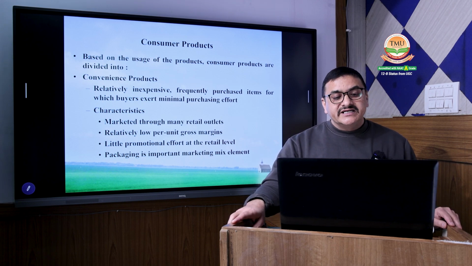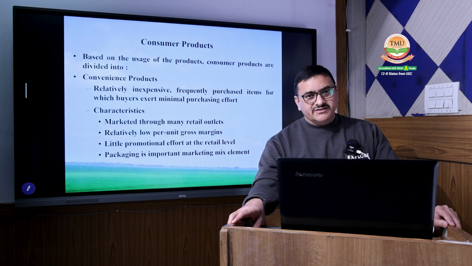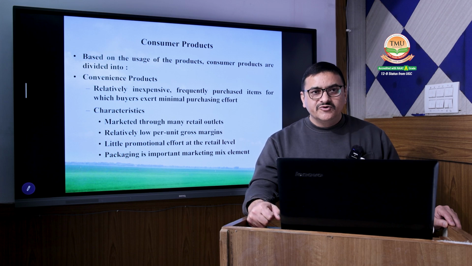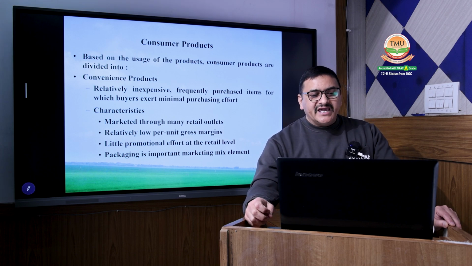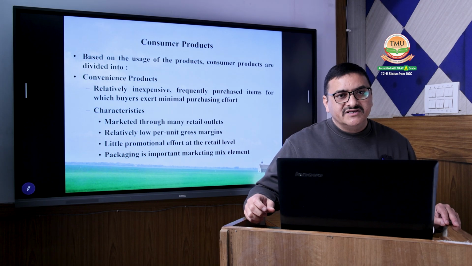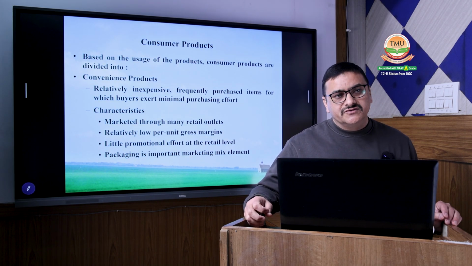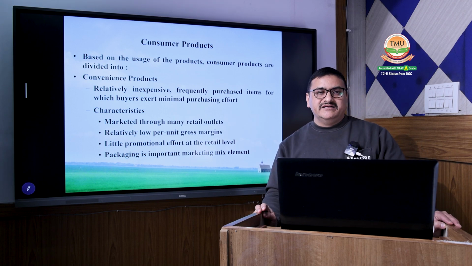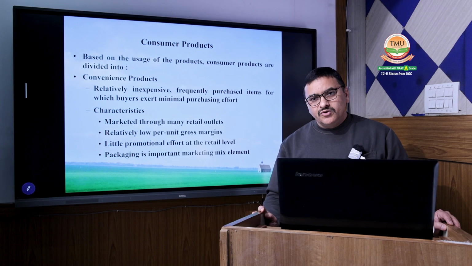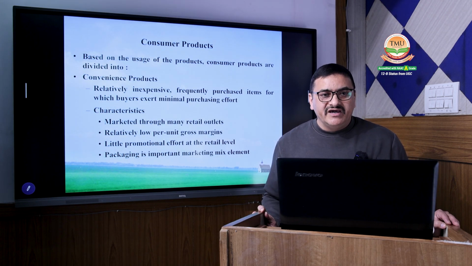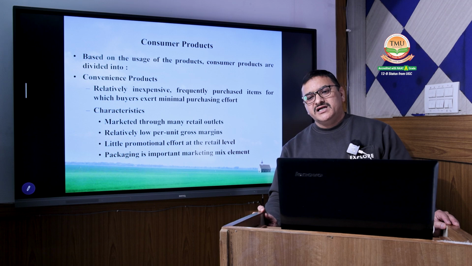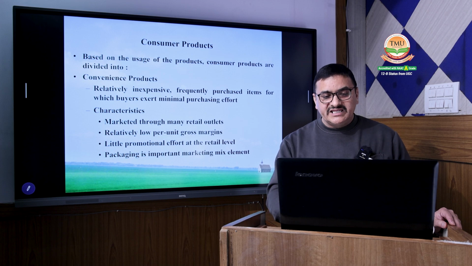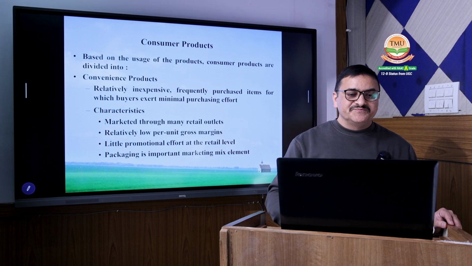Then it requires little promotional efforts at the retail level, because if the margins are very low, the retailer will not be able to afford promotional cost. Then the packaging is a very important marketing mix element of FMCG or convenience goods, because most of the consumers who are purchasing such type of product are attracted by their packaging and labeling. Moreover, the customer must be made aware what type of product is available in the market, where it is available and for whom it is made. Then only the sale will be maximized.